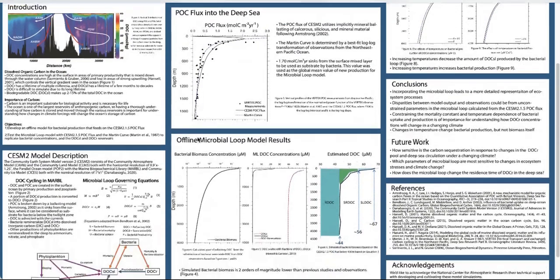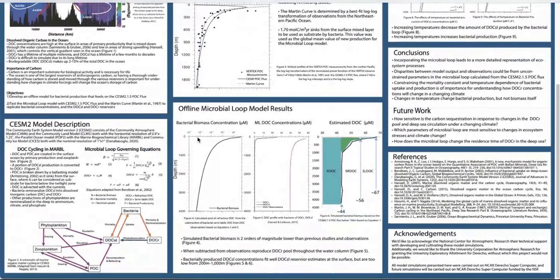bacteria respond to this. So from the offline models, our results indicate that incorporating the microbial loop improves the representation of DOC concentration in the model. Some key observations include simulated bacterial biomass being lower than previous estimates, but the model successfully reproduced the observed DOC-R concentration, as seen here in Figure 5. We subtracted bacterially created semi-labile DOC from observations and were able to recreate the estimated DOC-R pool in the ocean.